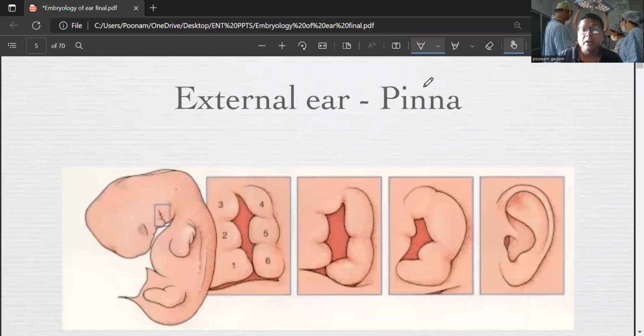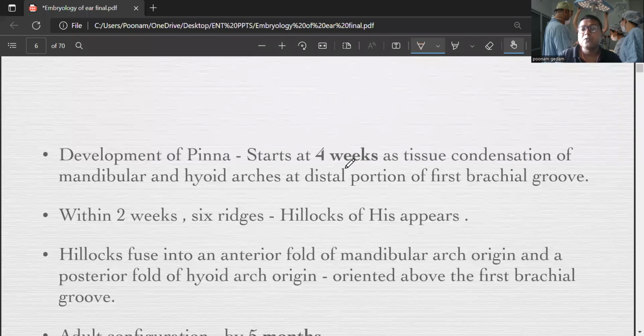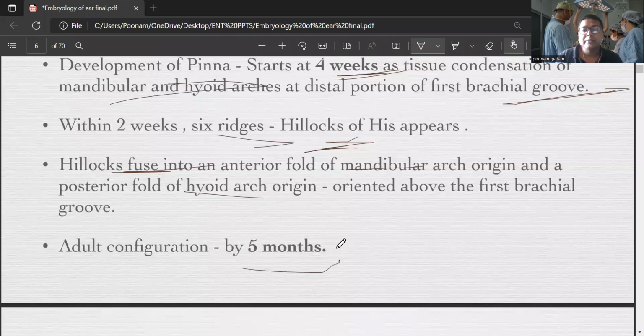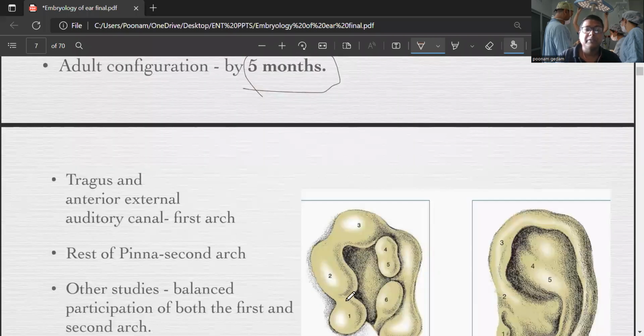How is the external ear or pinna developed? We'll discuss that. It develops from 6 hillocks. The development of the pinna starts in the 4th week, and this is important. It starts as tissue condensation of the mandibular and hyoid arches as the distal portion of the first branchial groove. Within 2 weeks, 6 ridges form, which are called the hillocks of His, after the scientist His who discovered and recognized them. The hillocks fuse into an anterior fold of mandibular arch origin and a posterior fold of hyoid arch origin, oriented above the first branchial groove. Adult configuration is achieved by the 5th month. Remember this: the 4th week it starts, adult configuration is achieved by the 5th month.